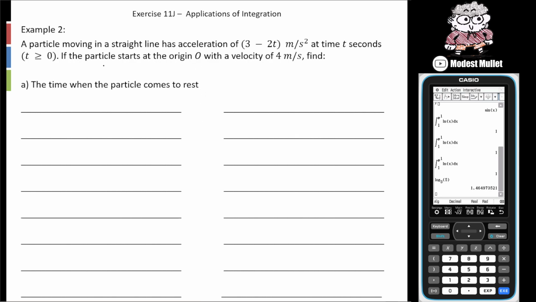Okay. So a particle is moving in a straight line, has an acceleration of 3 minus 2t meters per second squared.